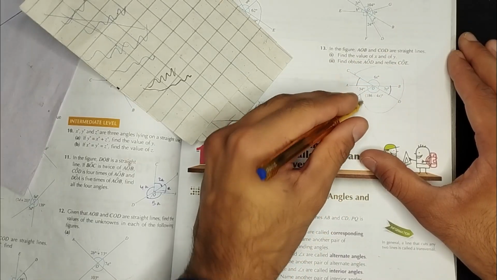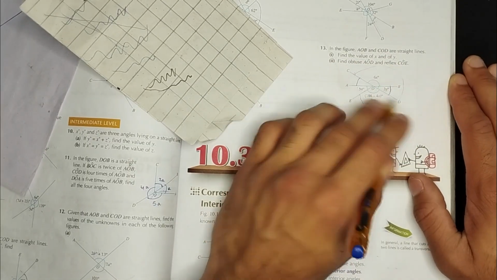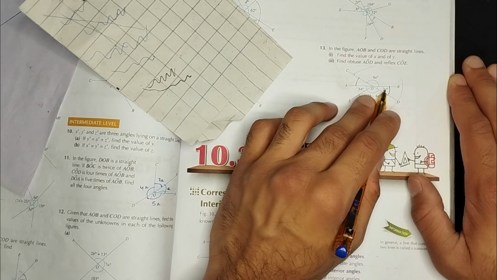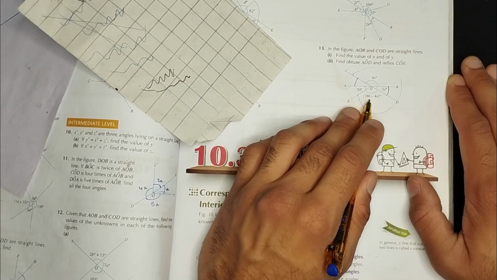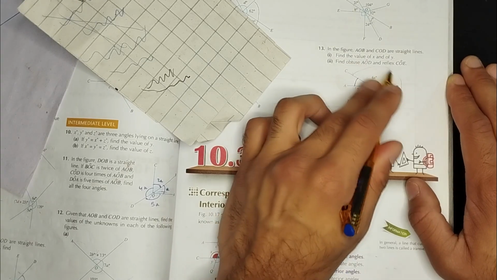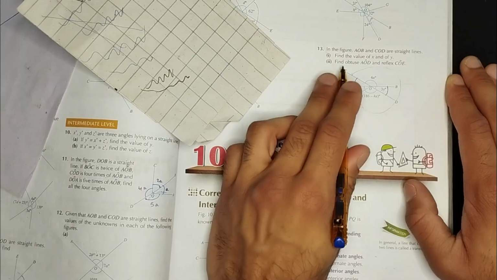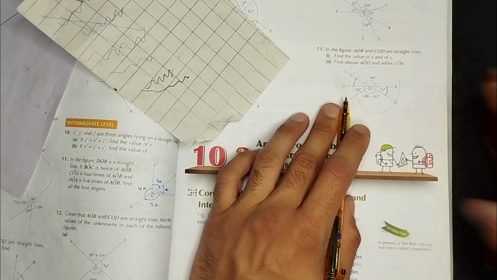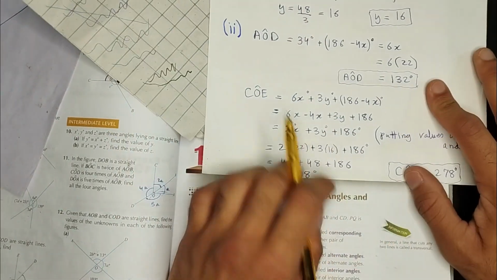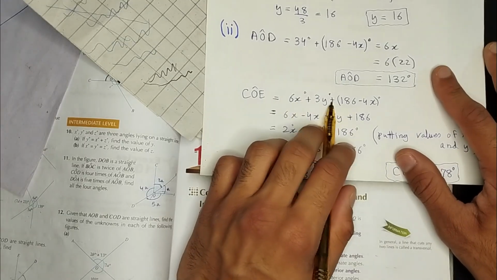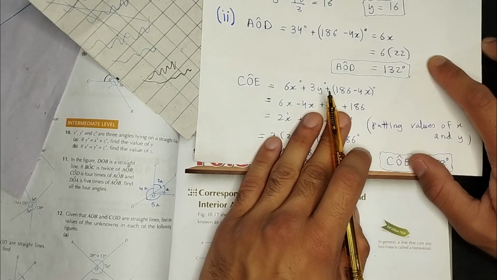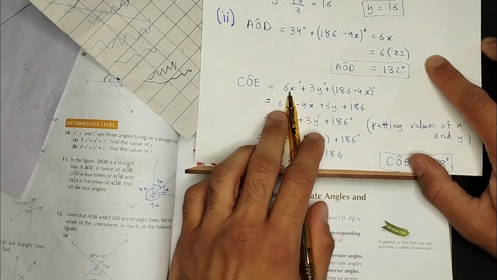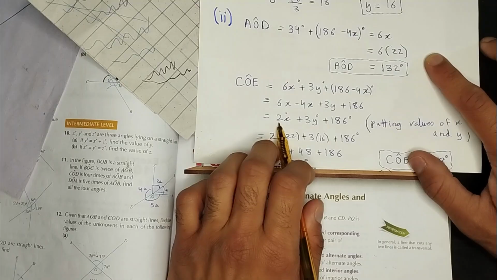Okay, we need to find that. This whole turn is made up of 6x plus 3y plus 186 minus 4x. If we add all of these three angles together, we will be able to find the reflex COE. That's exactly what we did. Okay, 6x plus 3y plus 186 minus 4x. It's simple addition at this point. We just have to add them together. We have to simplify it further.